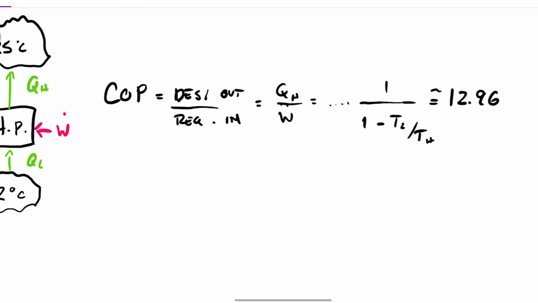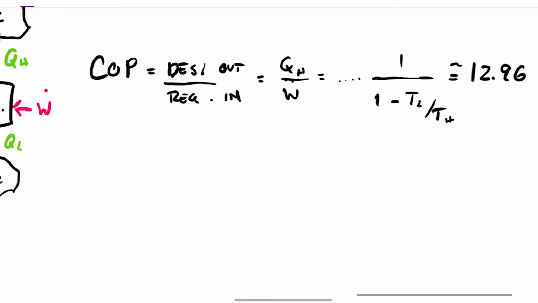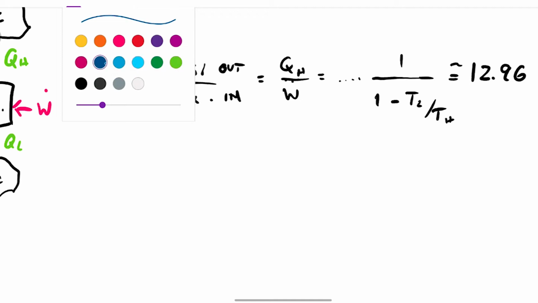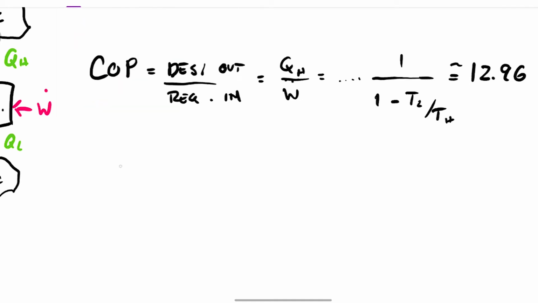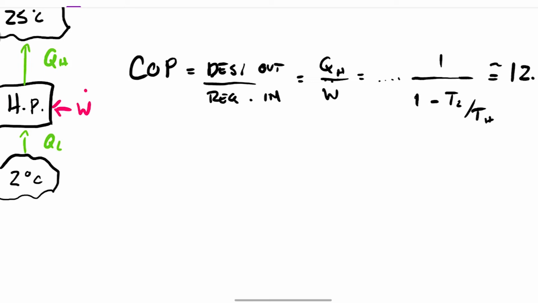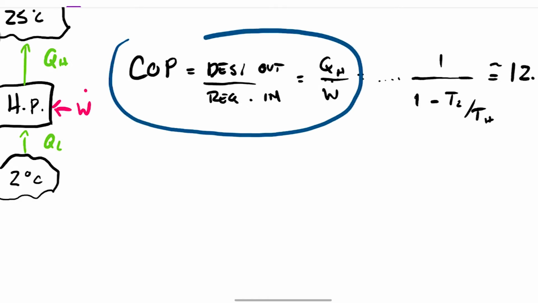This is the part where I want to reverse the logic, because what we did then may appeal to some but may not appeal to others. What I think might be more intuitive is the following. What is the required energy, the work that this guy needs to do, if it has a coefficient of performance of 12.96?